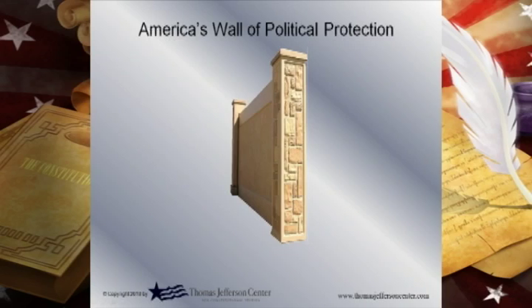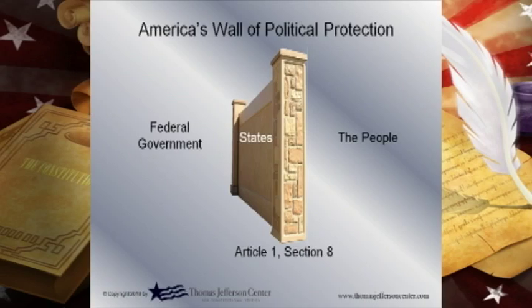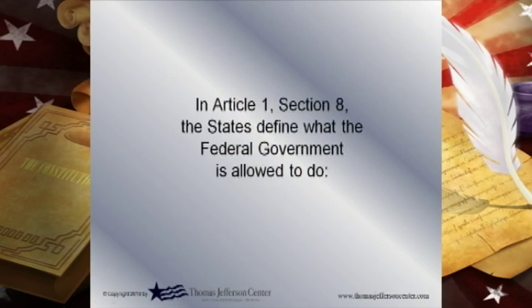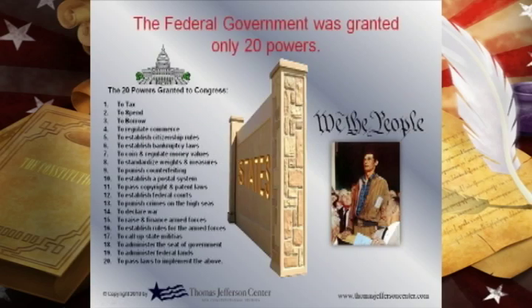You had the federal government, then you had the states, then you had the people, with the states in between the federal government and the people. They defined in Article 1, Section 8, what the federal government is allowed to do. It is interesting that the federal government was granted only 20 powers. It's interesting to go through and see what those 20 powers were.